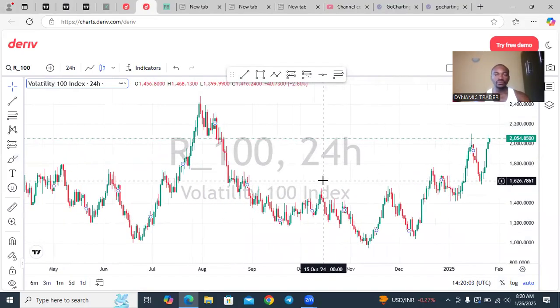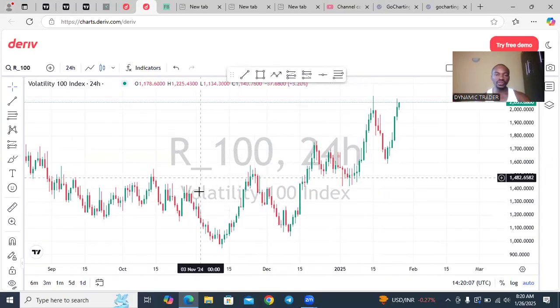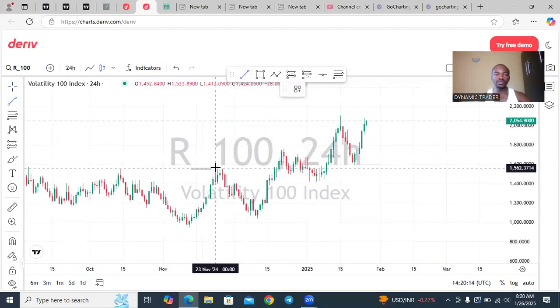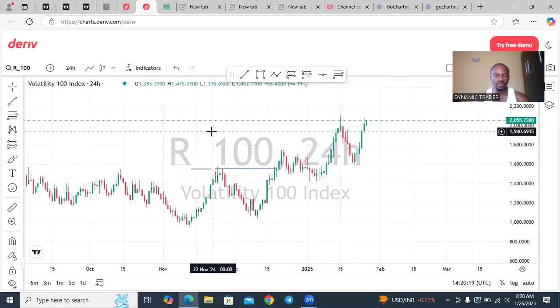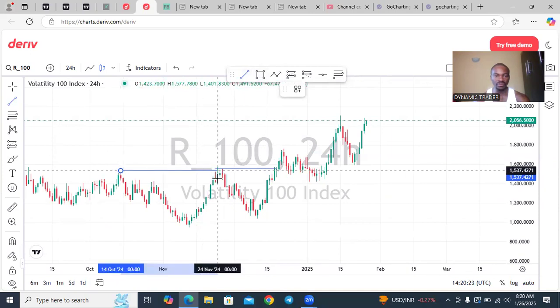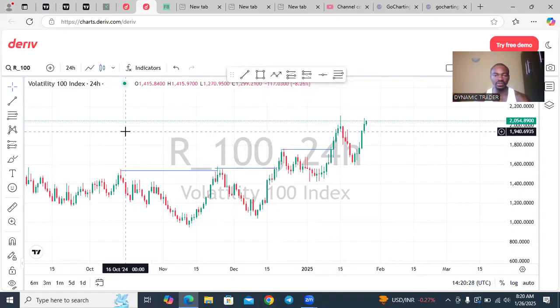Now, from the look of things, it's very obvious that the market is trending to the upside. How would you know? Simple. Look at it. You can observe break of market structure. You can see swing highs being taken out. You can see these highs being taken out.